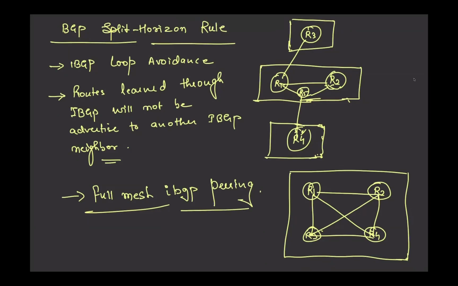So is there any problem with this full mesh? Yes, there will be lots of neighbors. The routing table will increase, and for iBGP we have to give all the commands manually. If we have so many routers, like 1,000 routes, we have to give hundreds of commands for iBGP pairing.